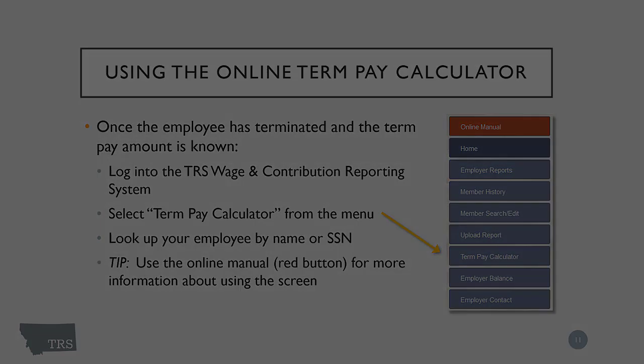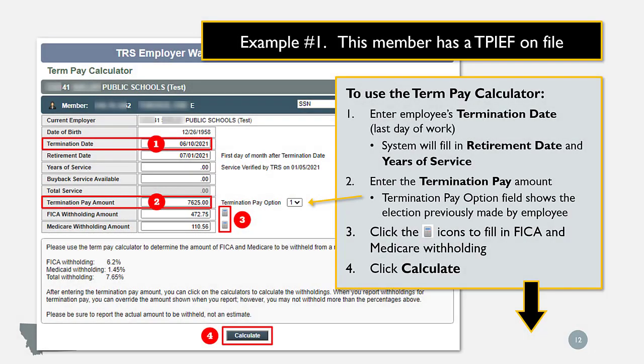Okay, in this first example, this member does have the TPIF on file, and in going into the term pay calculator, you will put in the termination date. Now, the system will calculate the retirement date and the years of service, and so the next thing you will enter is the termination pay amount.